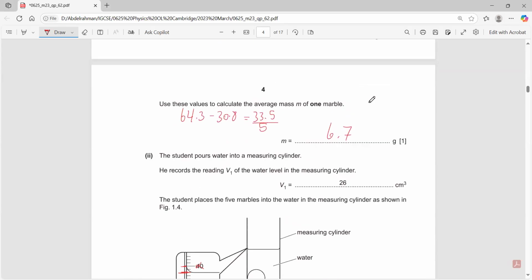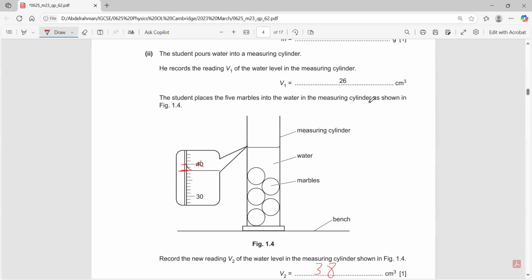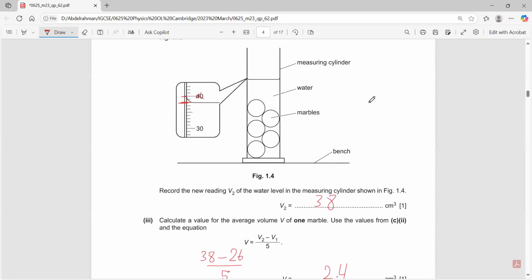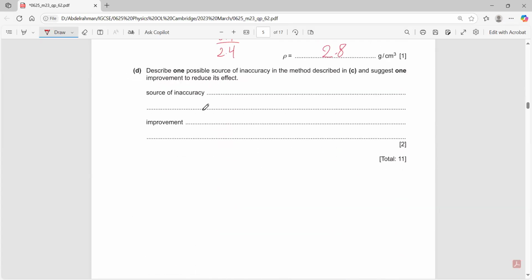It could be that you didn't take the reading from the bottom of the meniscus, for example, right? So if we say that the graduations on this measuring cylinder are too large, they are 1 centimeter cubed apart. Is that too large? It could be too large if we are talking about very small volumes. If I want a volume of 3 or 4 centimeters cubed, yes, this could be a very large graduation.